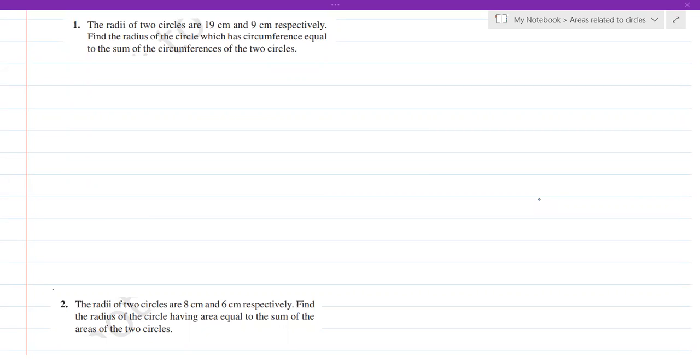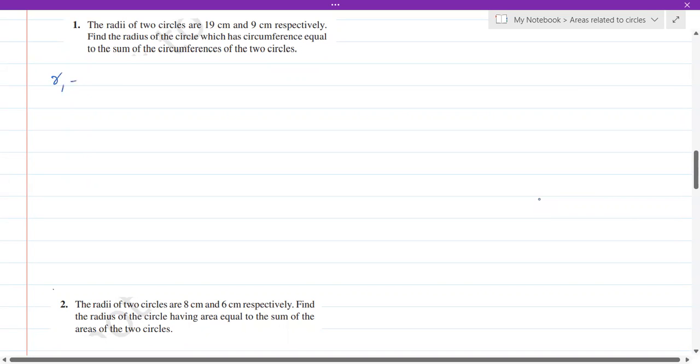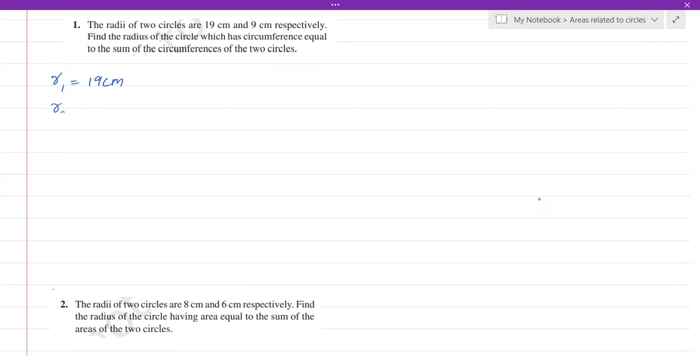The first exercise, the first question. The radii of two circles are 19 centimeter and 9 centimeter. So there are two circles. Let's take the first circle radius as R1, which is 19 centimeter, and the other circle radius as R2, which is 9 centimeter. Find the radius of the circle. We have to find the radius of another circle. Let's take it as R3.